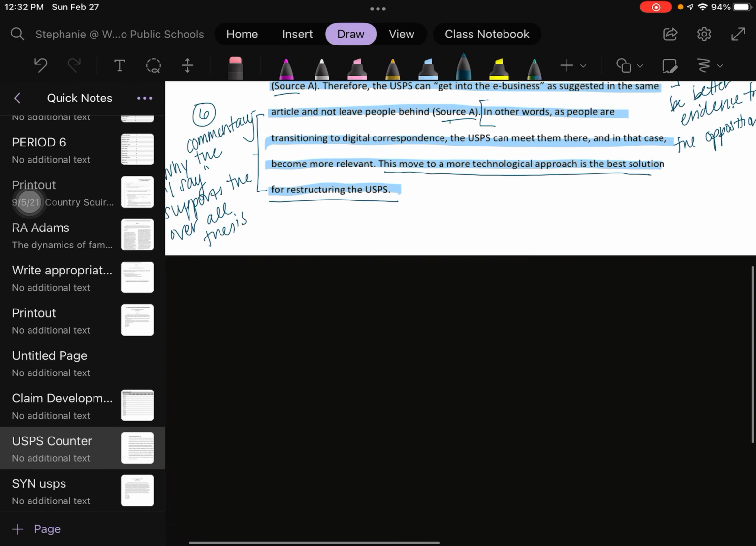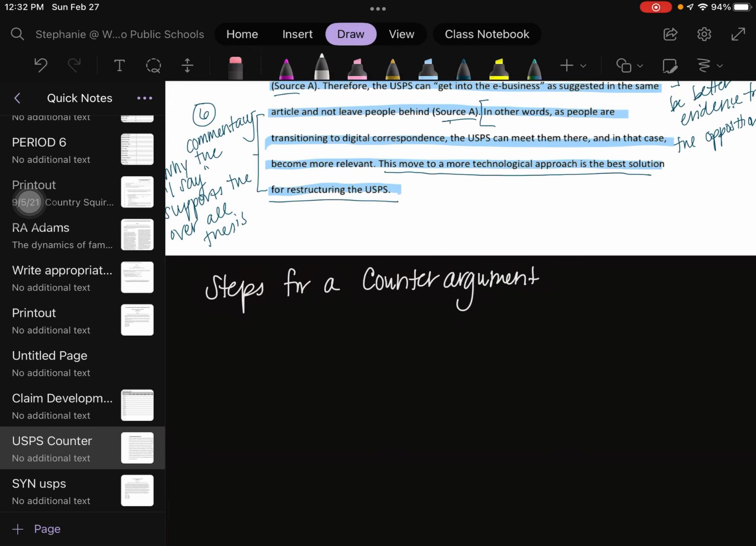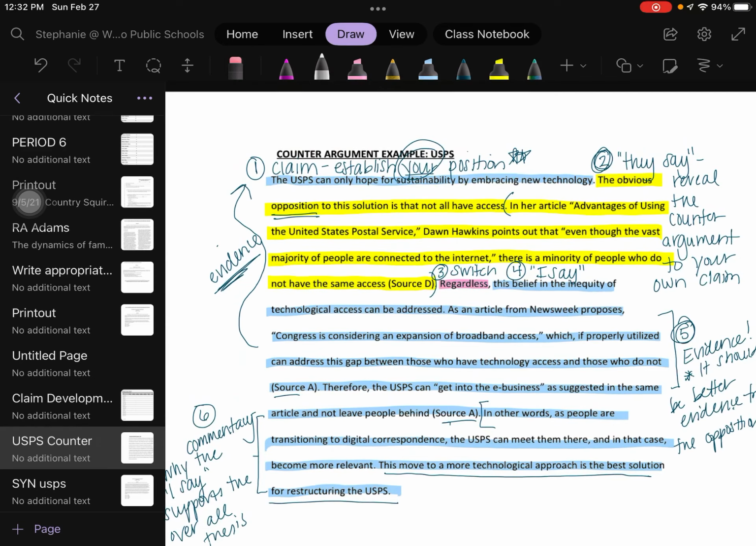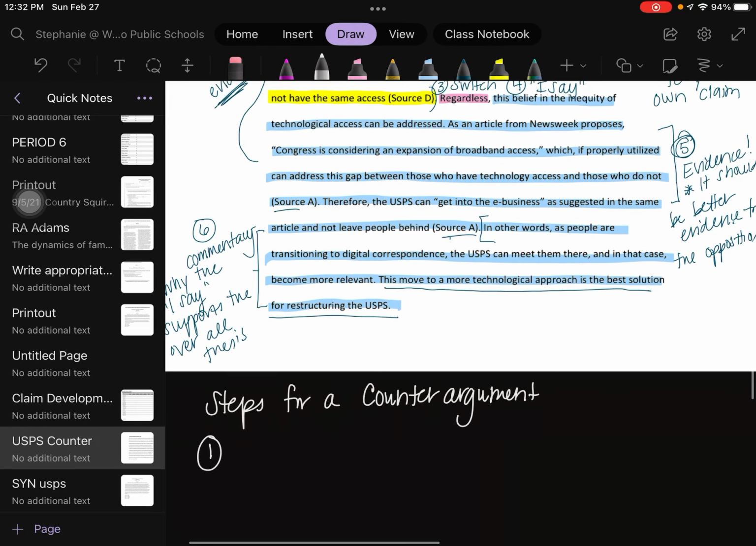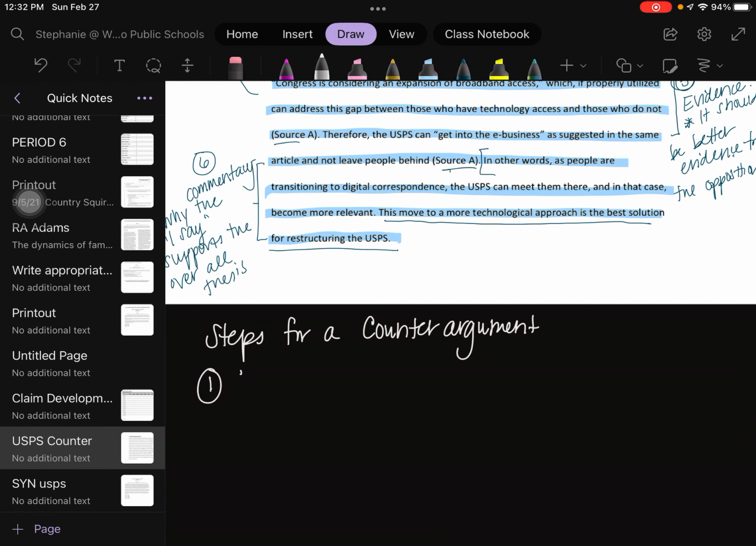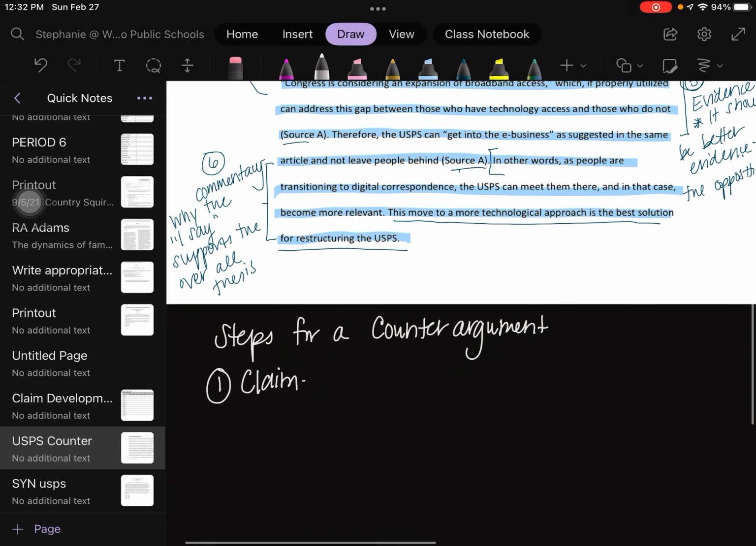So for a brief recap, I'm going to switch colors so it shows up a little bit better for us here. Oh, white will be good. Here are the steps for a counterargument. Number one, the first thing we did was establish our position. We did not go into the opposition. We have a claim that established the writer's position.